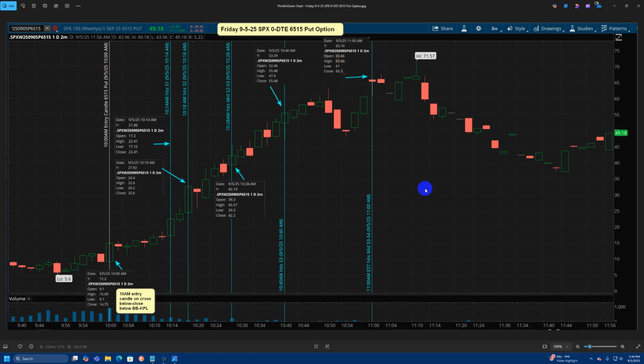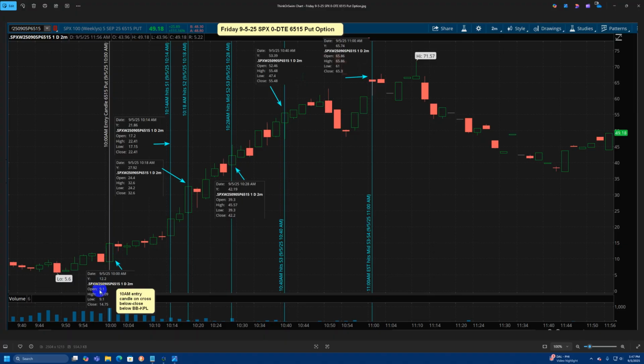Okay, so here's the Thinkorswim chart for the 65.15 put option for today. Here we have the 10 a.m. entry candle on cross below, close below the BBKPL, which happened at 10 a.m. So as you can see here, the close of that candle, $14.75. You could have gotten a better price intra-candle.